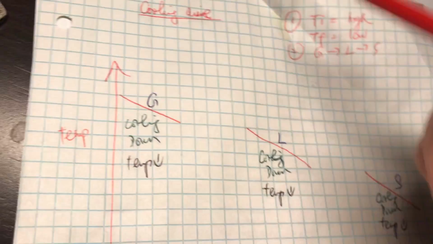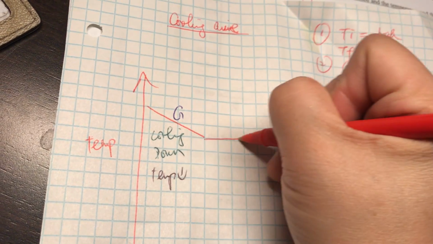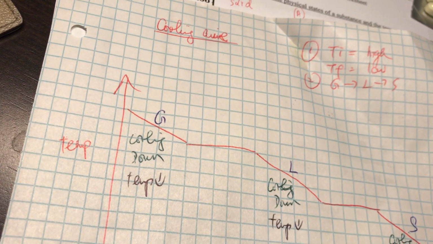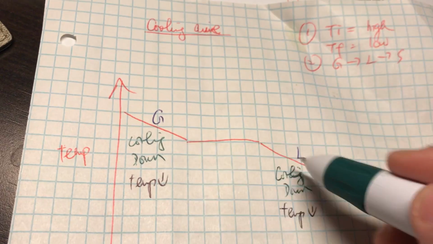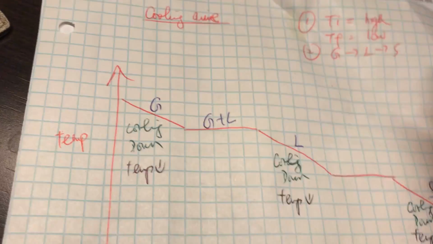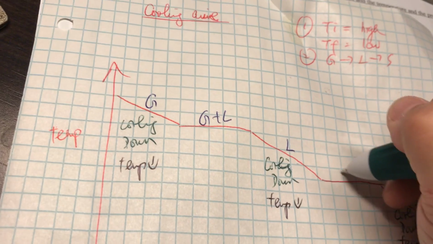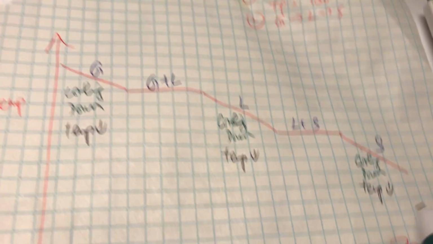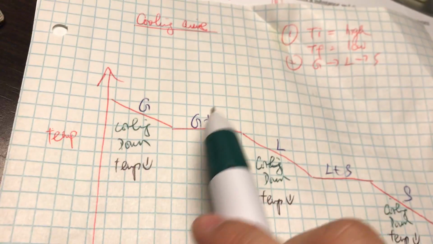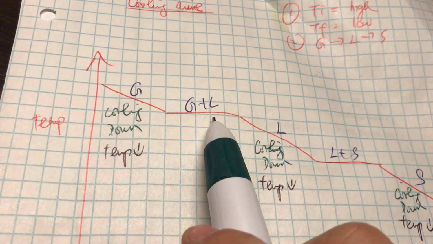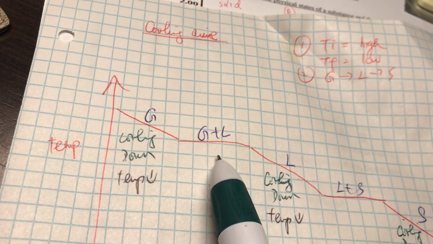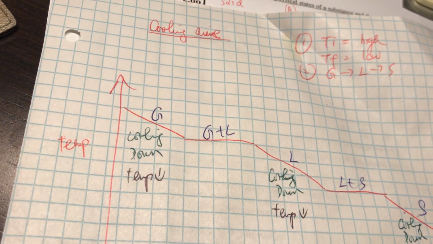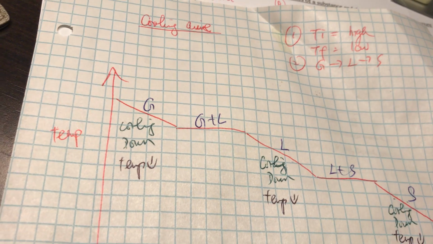After we finish the three slants, you want to connect the two flat parts. If this is gas and this is liquid, then the middle will be gas and liquid. If this is liquid and this is solid, then the middle will be liquid and solid. You can notice that the temperature is not going all the way down. Even though you continuously remove heat, there's an area where the temperature stays the same no matter how much you take away. Where the temperature stays the same is the phase change.